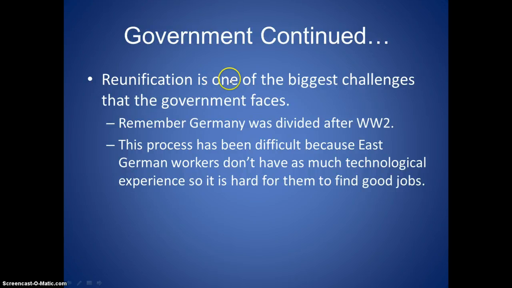The reunification is one of the biggest challenges that the government faced. So remember, Germany was divided after World War II. This process has been very difficult because East German workers don't have as much technological experience, so it's hard for them to find good jobs. If you remember the Berlin Wall separating East from West Berlin, East Berlin didn't really have the advantages of West Berlin. So once they reunified and joined back together and the Berlin Wall was gone, it became difficult for the East Berliners to get a step forward in a lot of those industries.